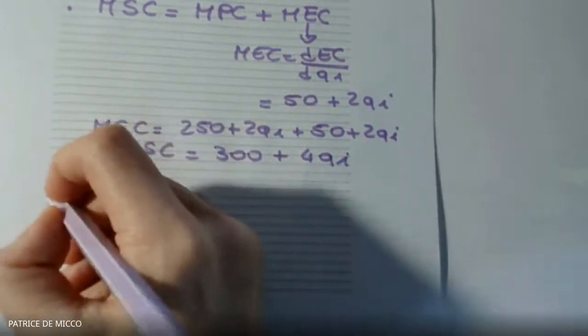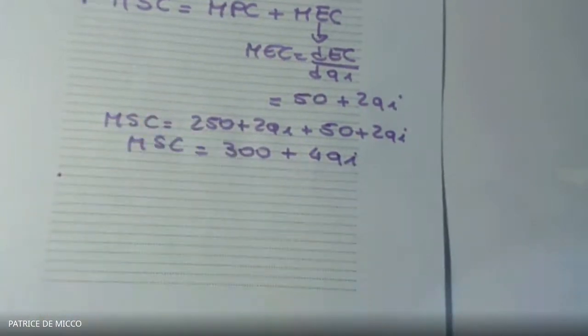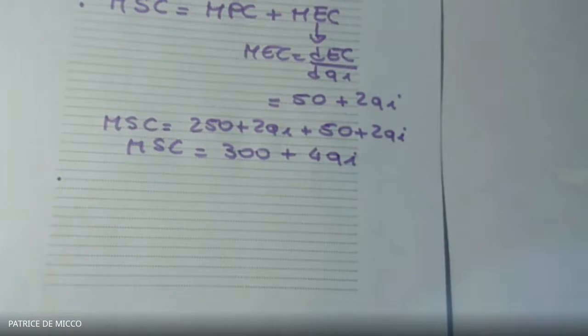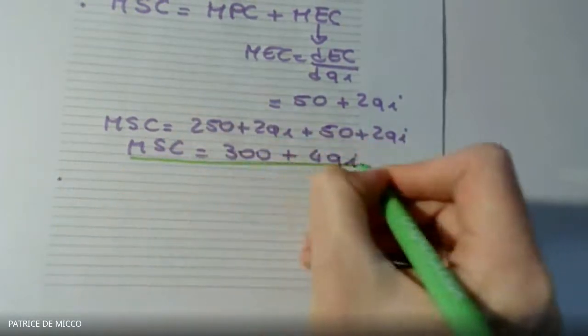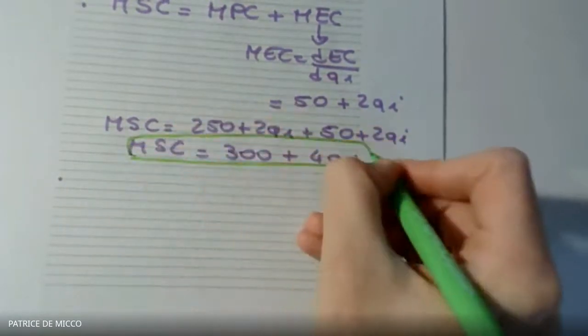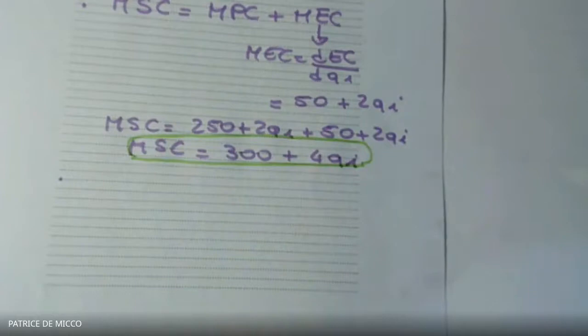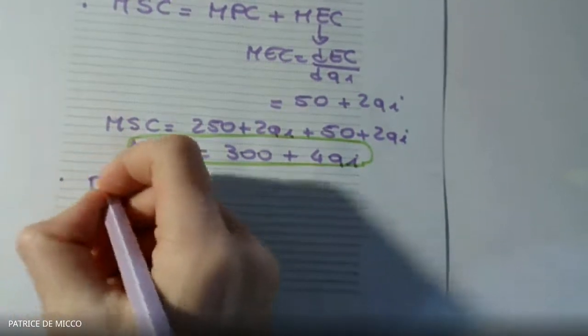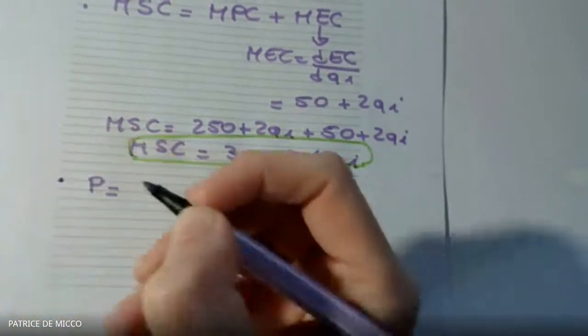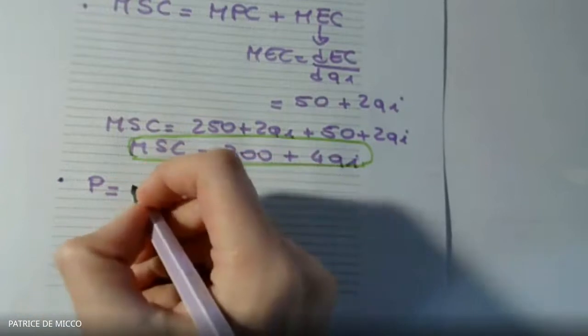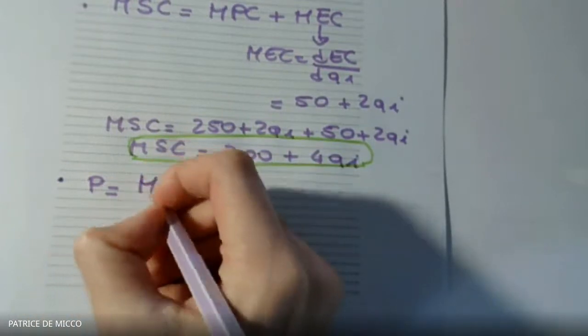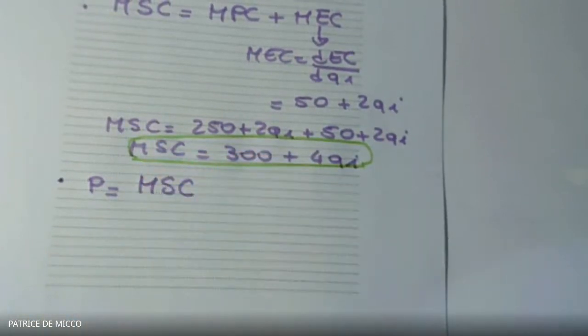And that's the first little result that we have. We have found the marginal social cost function. Now, in order to find this Q double star, the socially efficient level of output, we need to set up the equilibrium condition in this case, that is price equal to marginal social cost, because now we want the socially efficient level of output.